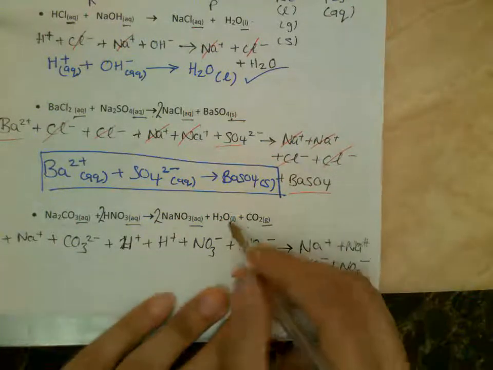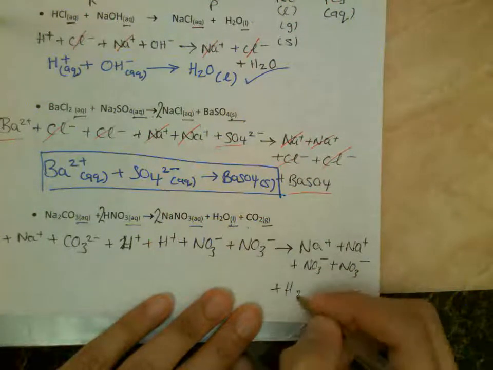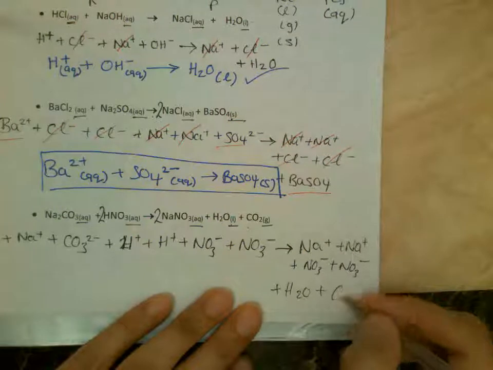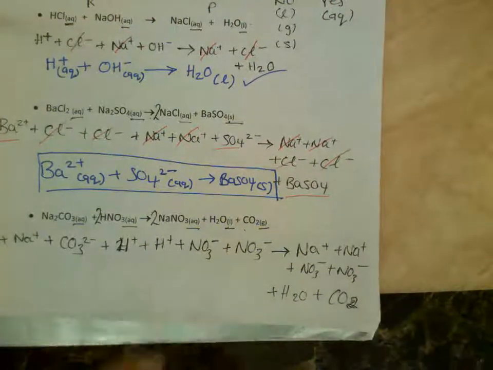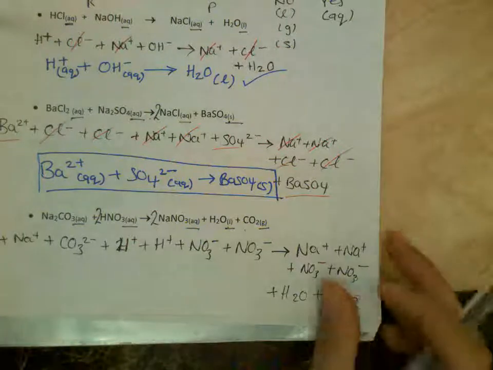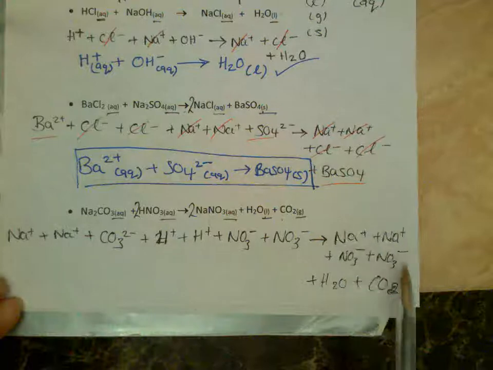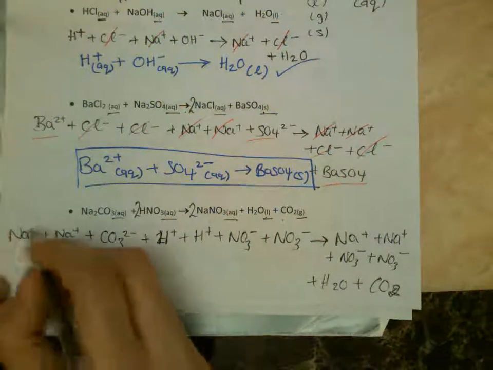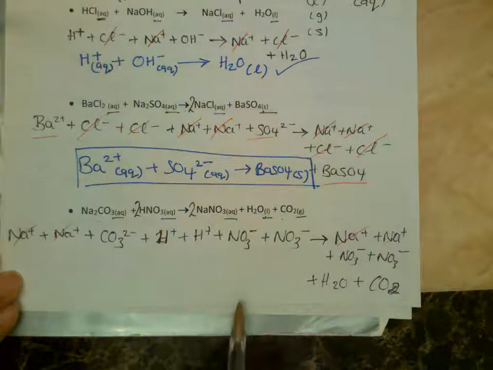I'm kind of running out of space, but now we have liquid and gas, so we don't write them out in the ionic form. We just leave them as normal, H2O plus CO2. So we're going to start cancelling stuff out now. We have 2 Na's on this side and 2 Na's on this side. So 1, 2, 1, 2. Okay, so the Na's are cancelled.